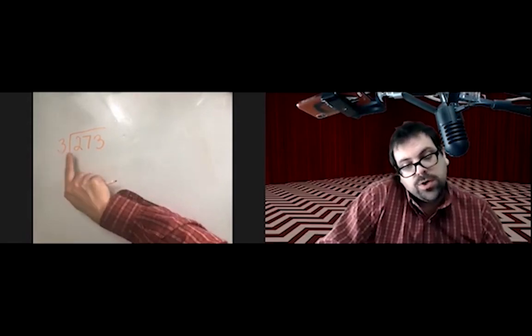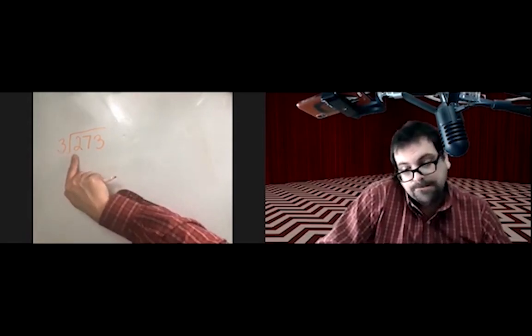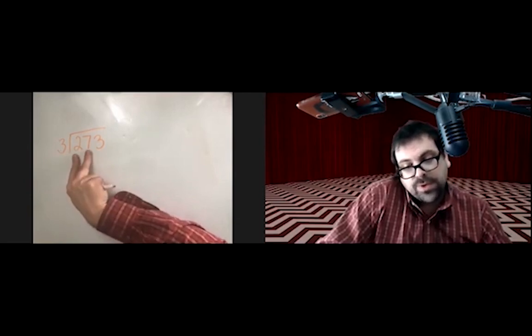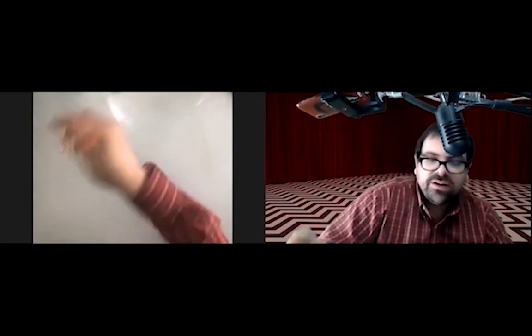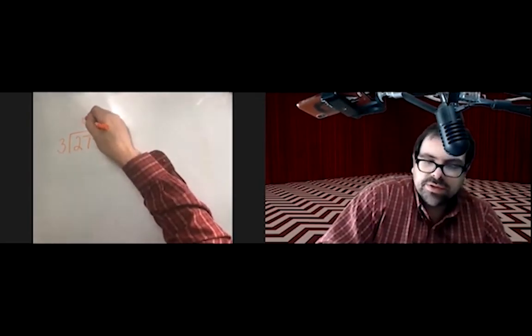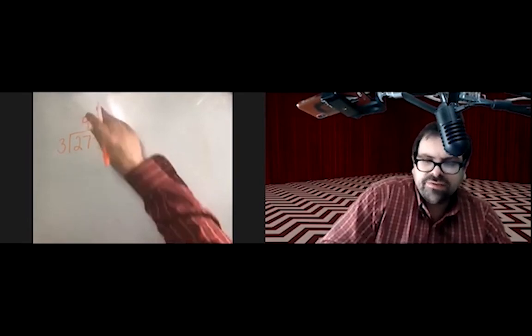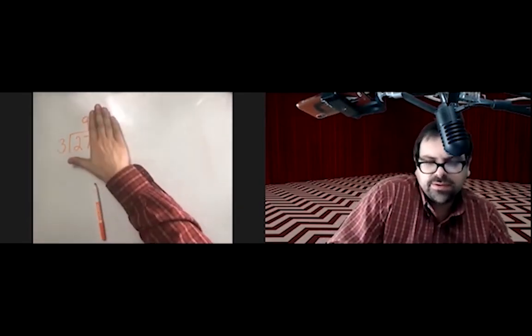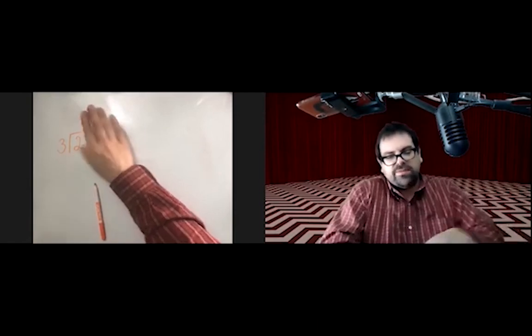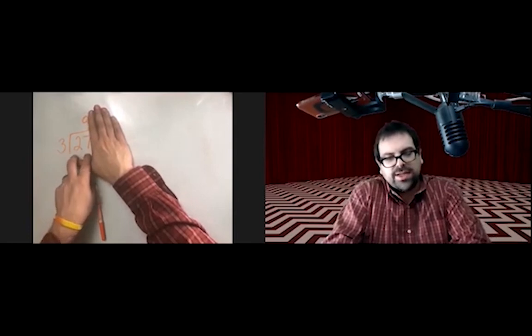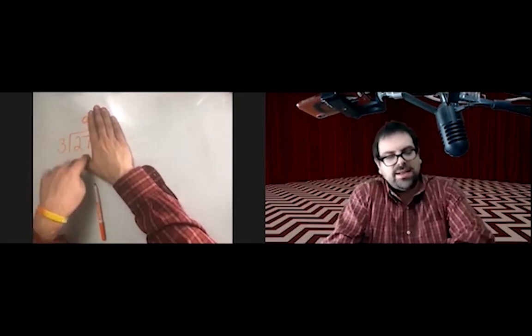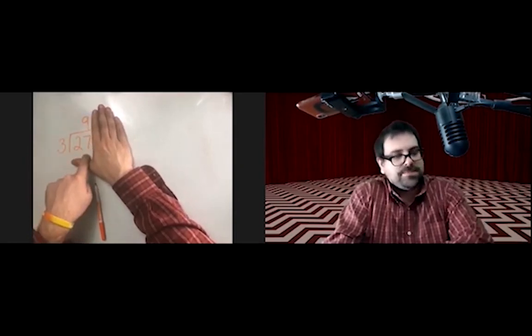Three would not go into 2. So we expand. 3 goes into 27 9 times. So we put the 9 above the 7 because that's where we are in terms of dividing. We haven't brought the 3 into it yet, but we had to go to the 27. So the 9 ends where the 27 ends.